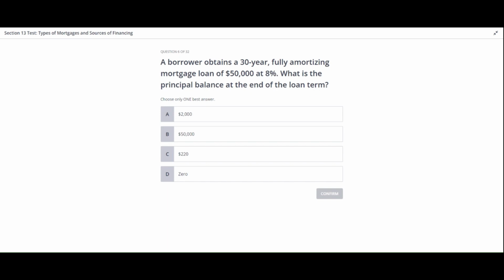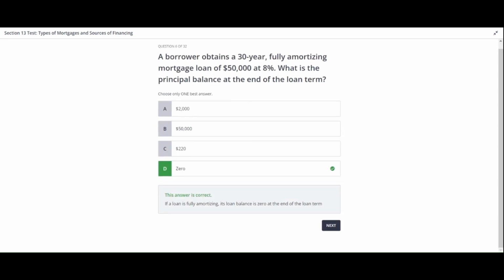Alright, I hope you have your answers ready. So the correct answer for this question is D: 0. Well, the reason for this is that if a loan is fully amortizing, its loan balance is 0 at the end of the loan term.